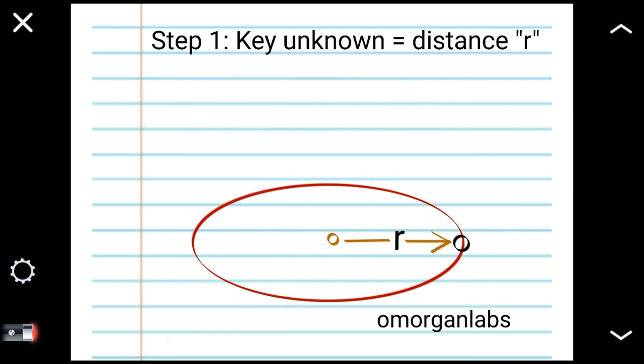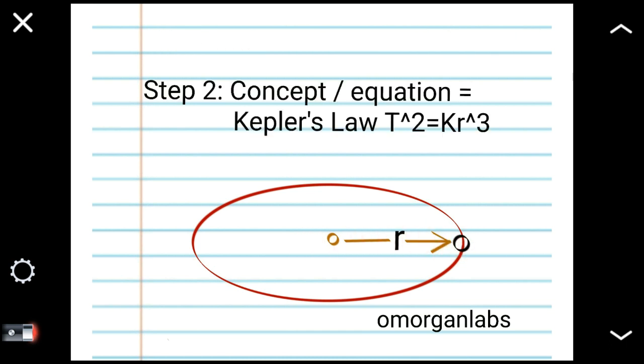Step 1, our key unknown is distance, R, we'll call it. Step 2, the question is set up, okay, we're talking about things in space, planets and stars orbiting. You're thinking about orbits, and that makes you think of Kepler's law. And it has our unknown R, period, and then there's a constant here that can be derived later. But this is the equation.